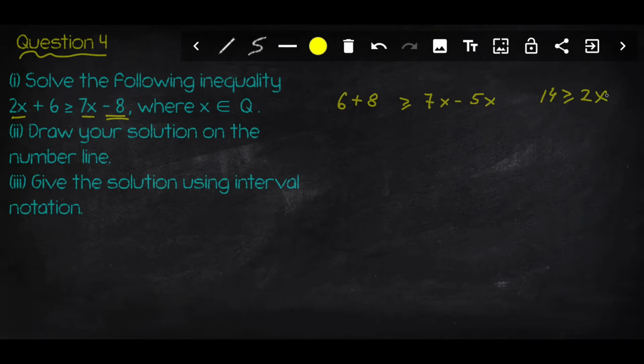But it's not good in this form, it's better to rewrite it in the following way. So I just rewrite and give the answer in the form x less than or equal to 7, okay?